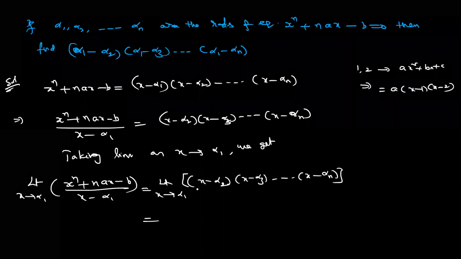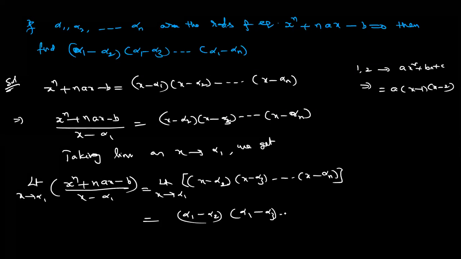What is the RHS? Directly put x is equal to alpha 1. That is (alpha 1 minus alpha 2)(alpha 1 minus alpha 3) up to (alpha 1 minus alpha n). But in this case, what are we applying here? Let's just apply L'Hospital's rule.